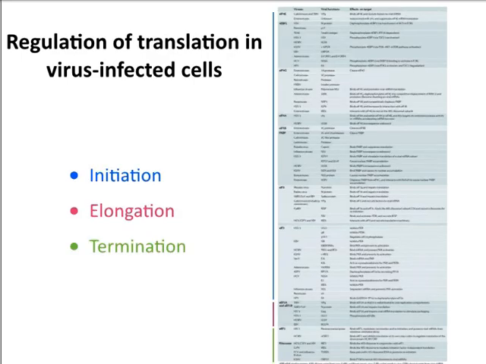All right, let's end up by talking about regulation of translation. And this is a table I took from a paper which reviewed all the ways that translation can be regulated at the stages of initiation, elongation, and termination. And I've color-coded them here. So the blue ones are initiation, the magenta ones are elongation, and termination is green. So you can see that by far, initiation is the regulated step in translation as far as we know.